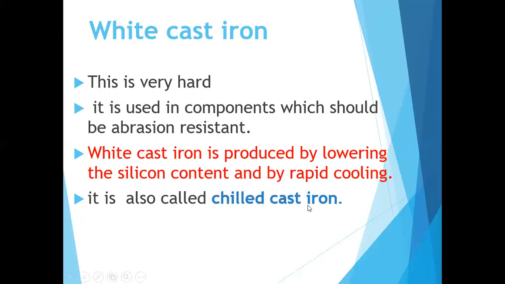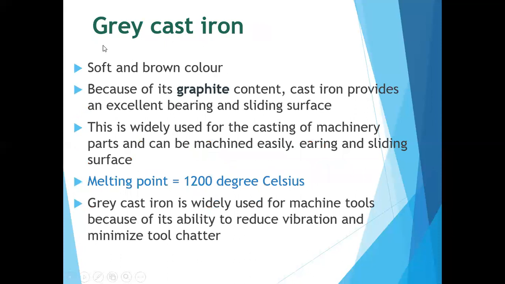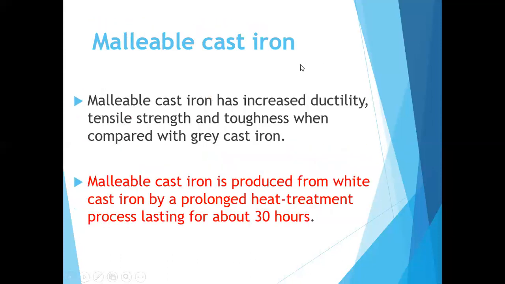So one important point: which one is a chilled cast iron? It is white cast iron. Which cast iron contains graphite? It is known as gray cast iron. Okay. And the third one is malleable cast iron.